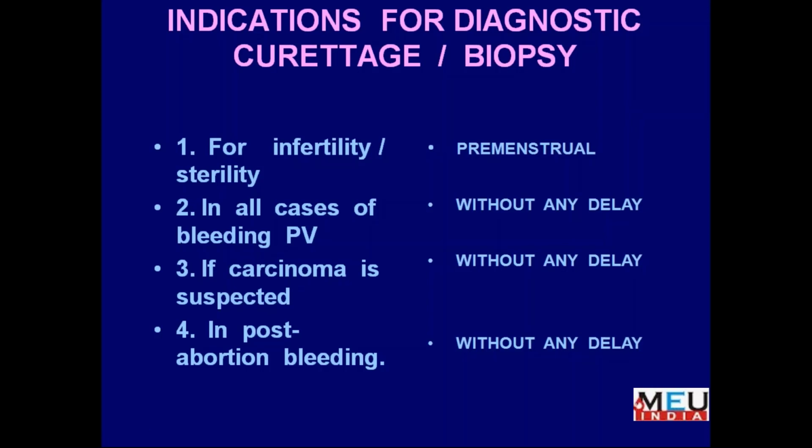In all cases where the cause of bleeding per vaginum is not known, it should be done immediately without any delay. If we are suspecting carcinoma on pap smear or otherwise, then based on ultrasound findings, it has to be done without any delay. In post-abortion bleeding also, it needs to be done without any delay.